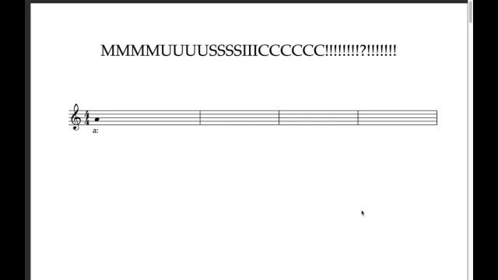Second hearing, 1, and 2, 3, 4, and. And finally, the third hearing. 1, 2, 3, 4.